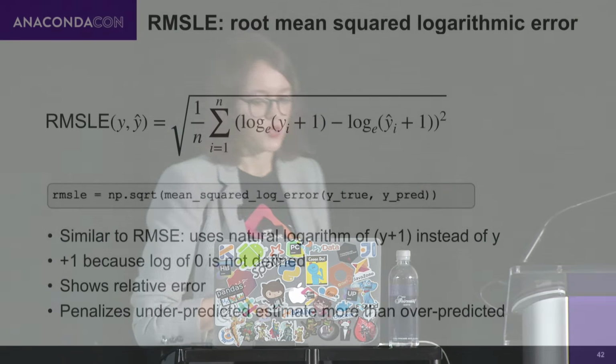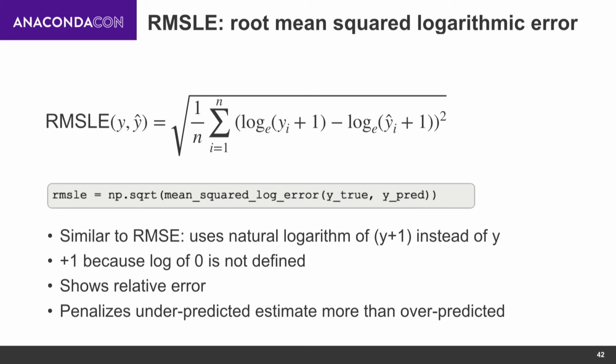And there's one version of it which is also quite often used. It's the root mean squared logarithmic error, which is very similar to RMSE, except instead of y's, you get a logarithm of y. And there's a small technicality of why there is +1. And the good thing about this metric is that it shows relative error, and this is important in cases where your targets have an exponential growth.